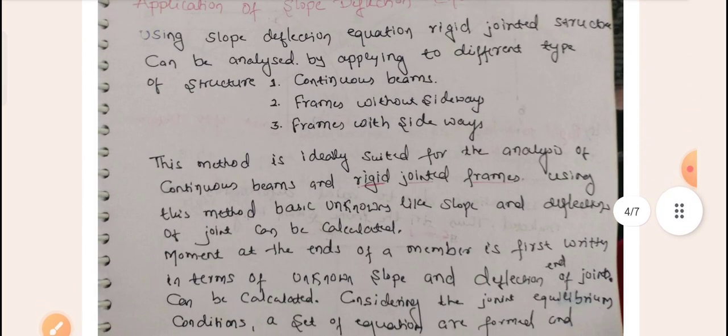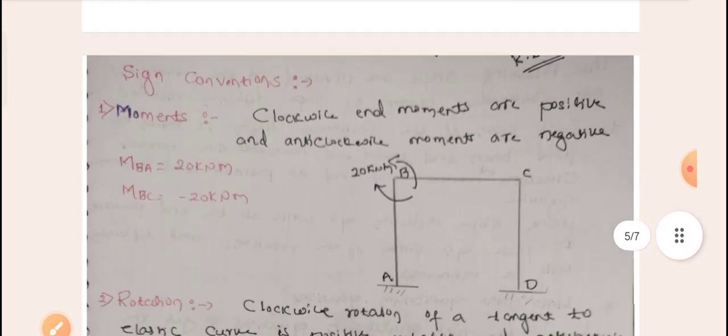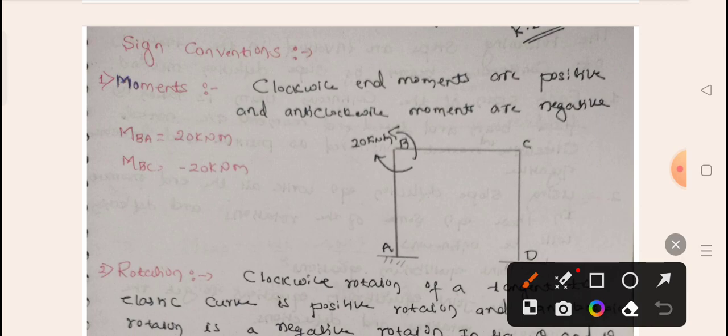Next, it has already been told what the application of this slope deflection method is. Next, what sign convention are we going to use? If clockwise end movements are there, we will take them positive. If anti-clockwise movement is there, we will take that as negative. If we look at joint B, it is rotating clockwise. Clockwise we will take positive and anti-clockwise negative.